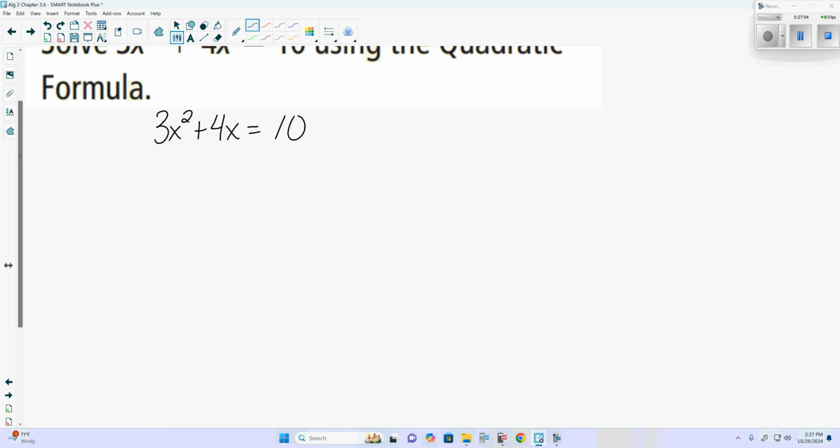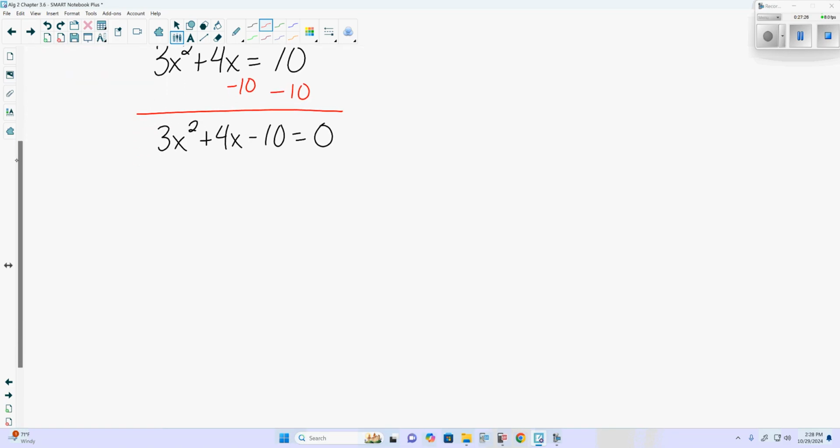So 3x squared plus 4x equals 10. First thing we need to do is get this thing equal to 0. So we can subtract 10 from both sides, giving us 3x squared plus 4x minus 10 is equal to 0. Because our first step in using the quadratic formula is to get this thing equal to 0.